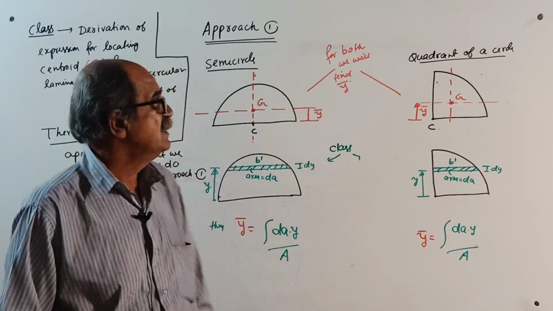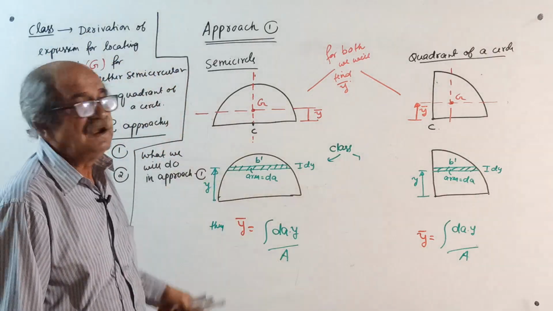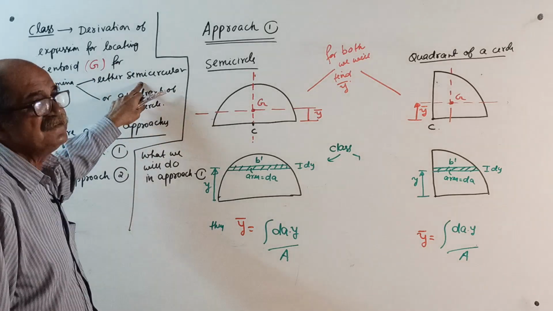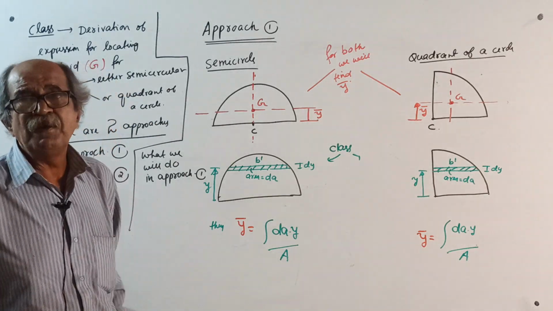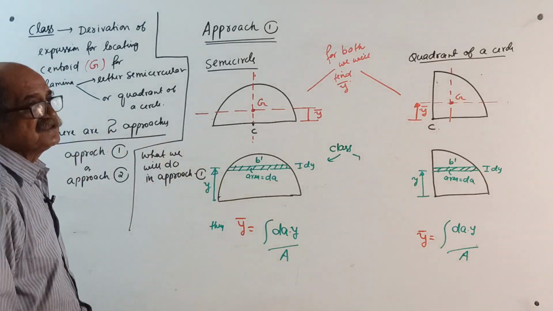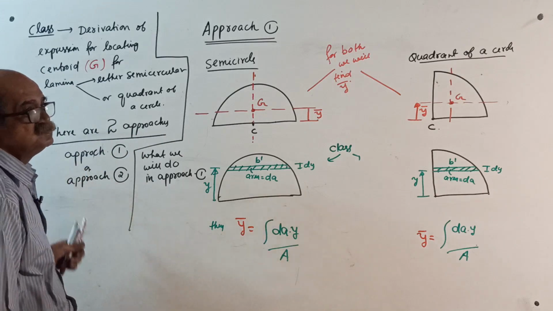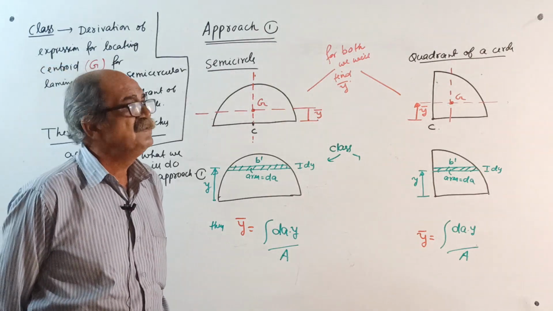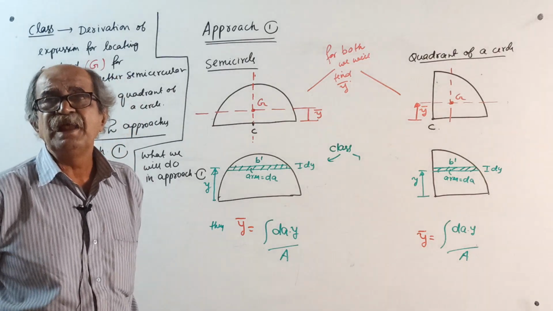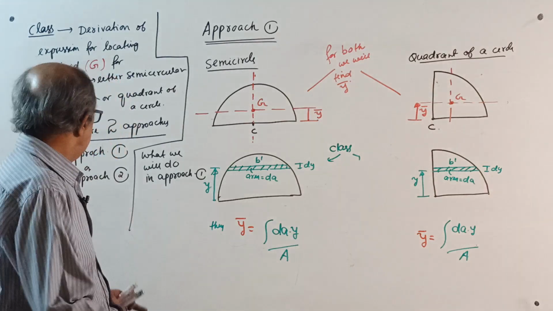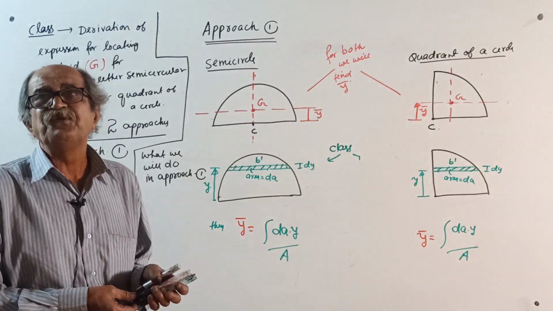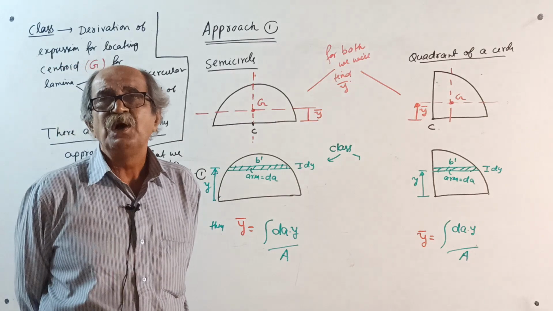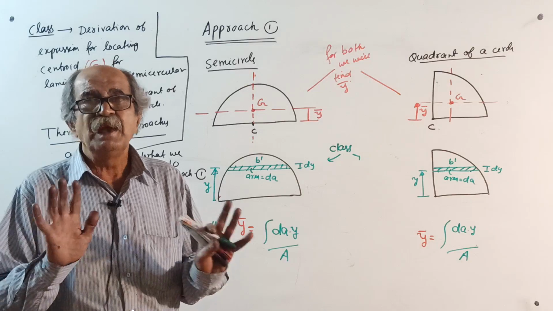Now, some explanation. Class, we are going for the derivation of the expression for locating the centroid G for a lamina either semicircular or in the form of a quadrant of a circle, both. There are two approaches. I will tell approach 1 and approach 2. Remember, both are easy, but I feel approach 1 is much easier. But for integration, you need a little extra effort. Approach 2 is a little confusing, not for me, but integration is easier. One place advantage, one place disadvantage. Okay, I will first tell approach 1.